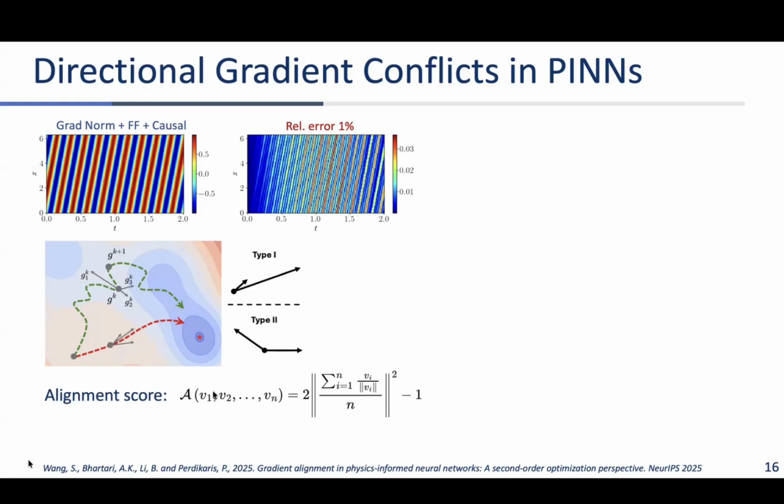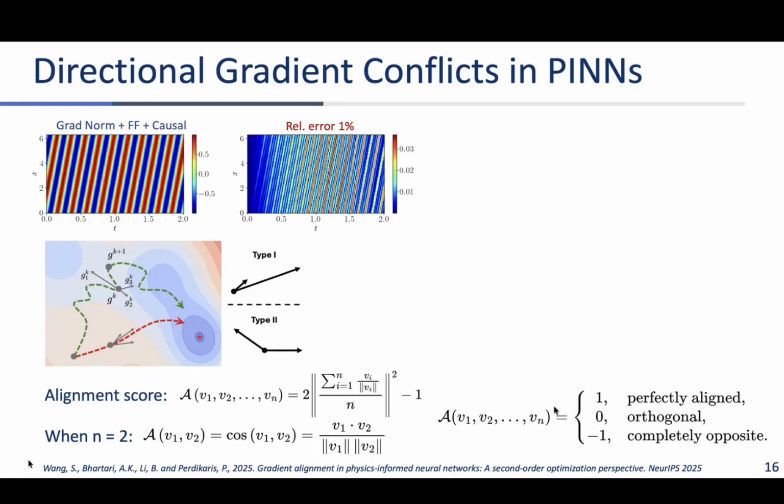It's basically a generalization of the cosine similarity, in the sense that when n equals 2, where we only have two vectors, the proposed alignment score is exactly the cosine similarity. And it actually shares the same meaning. If this score has a value of 1, all the n vectors are perfectly aligned. If this score is equal to 0, then all the n vectors are orthogonal to each other. If this score is -1, it means those n vectors are completely opposite.